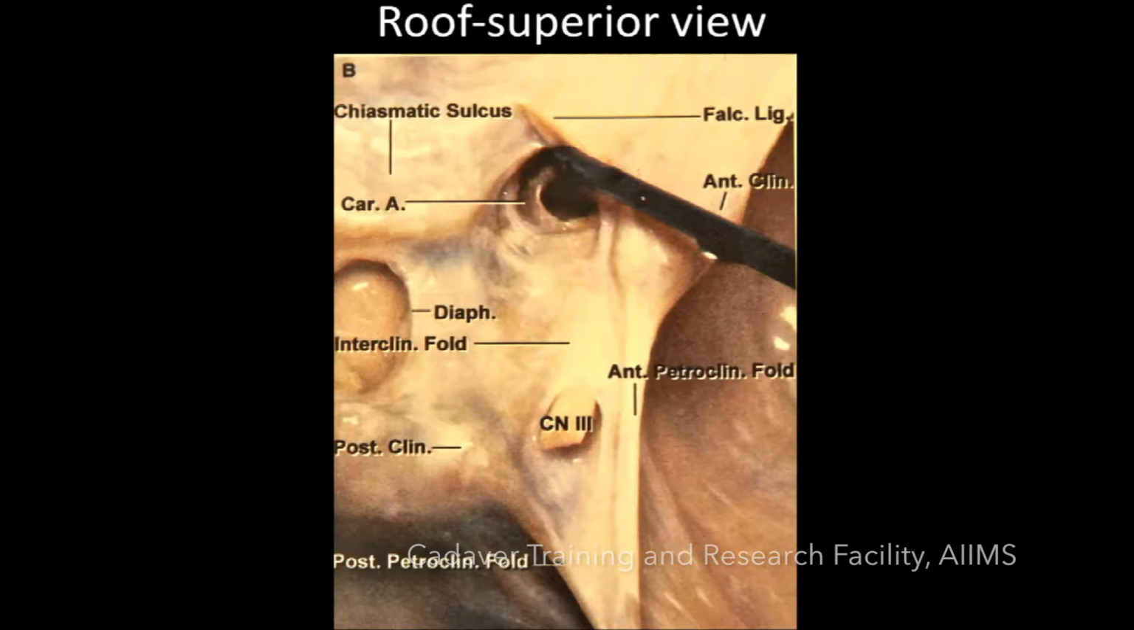So the roof, if you see from the superior view, there are two triangles. This is the posterior petroclinoid fold, and the anterior petroclinoid fold. Both are from the petrous apex to the posterior clinoid process and anterior clinoid process. And then you have the interclinoid fold where the third nerve enters, and at this corner, the junction between the superior wall and the lateral wall, the fourth nerve enters the roof of the cavernous sinus. So this is the oculomotor triangle. The clinoidal triangle is covered by the clinoid process. So once you remove the clinoid process, you see the clinoid triangle.